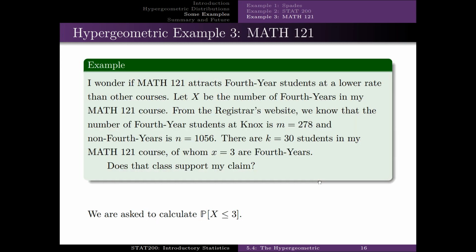I wonder if my Math 121 attracts fourth-year students at a lower rate than other courses. Let x be the number of fourth years in my Math 121 course. According to the registrar's website, we know the number of fourth years at Knox is 278. Non-fourth years is 1056. In my 121, there are 30 students. 3 are fourth years. So I need to calculate the probability of x being less than or equal to 3, where x follows a hypergeometric distribution, with m, n, and k equal to 278, 1056, and 30.